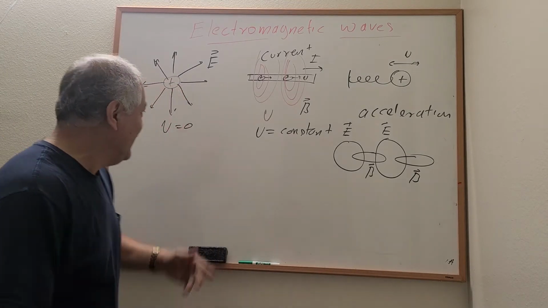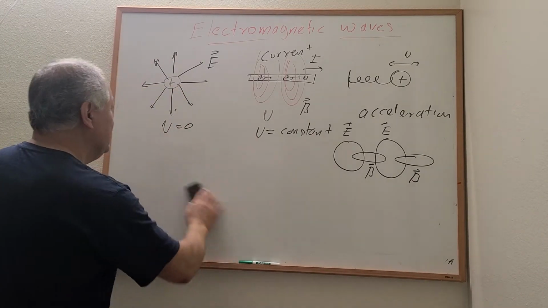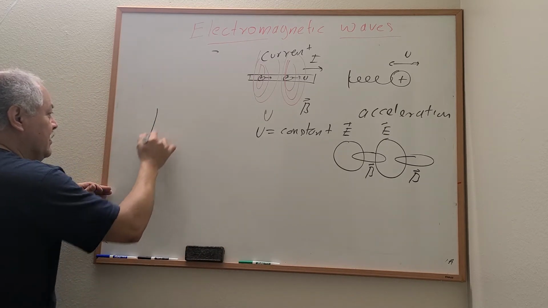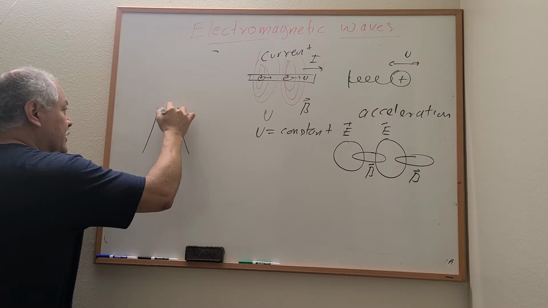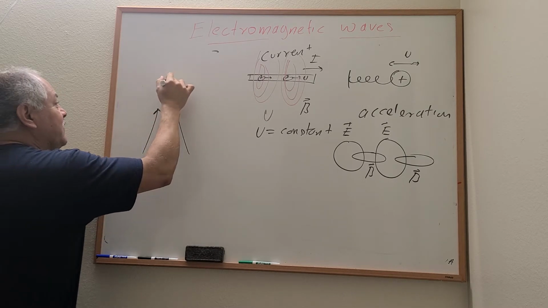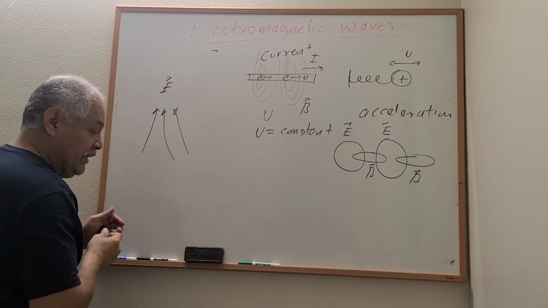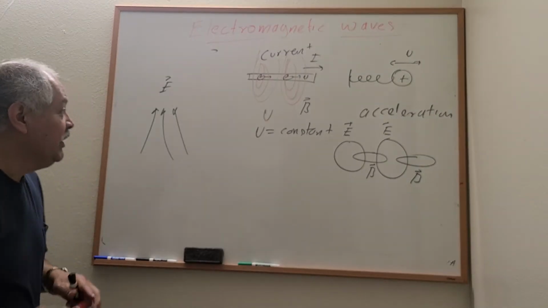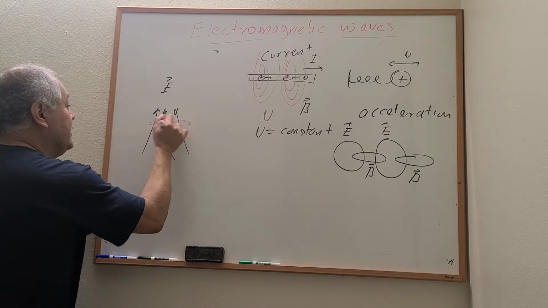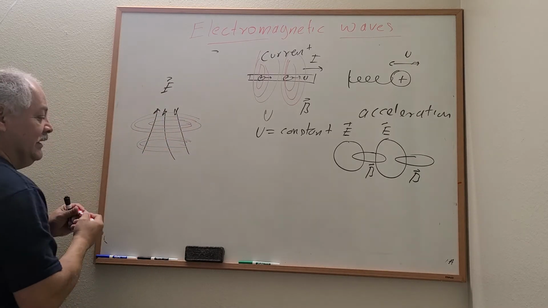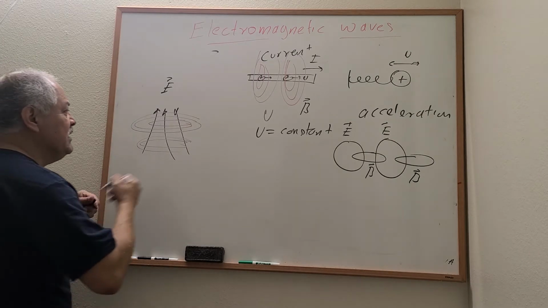Got it? Another way we can see this part is: we have a changing electric field. Remember, a changing electric field induces a changing magnetic field, correct? Can you see it? So this is a magnetic field.